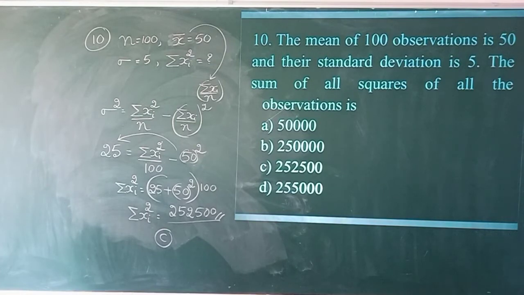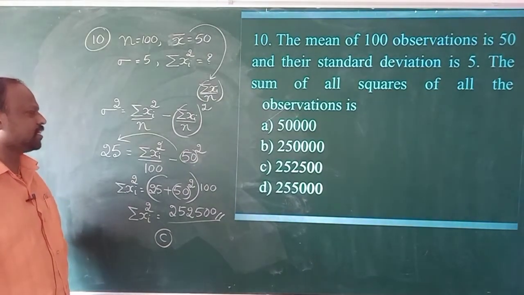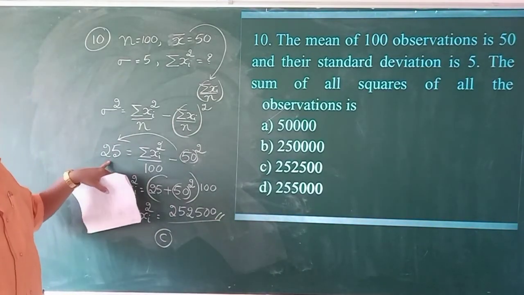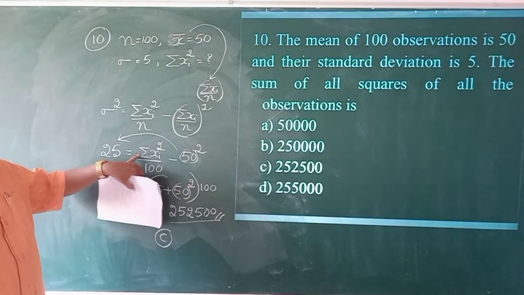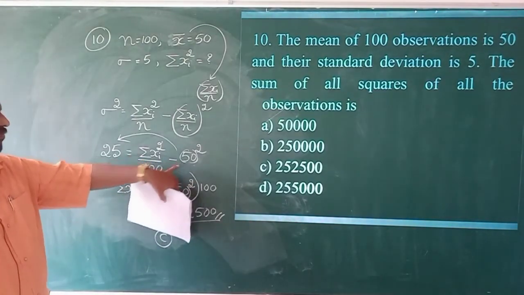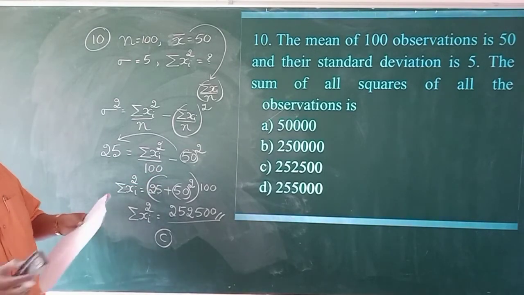I will repeat once again. The mean of 100 observations, n is equal to 100 and mean is 50. Their standard deviation is 5. Sigma square is equal to sigma xi square by n minus sigma xi by n whole square. That is 5 square, 25, sigma xi square divided by n is 100, 50 square. Shift 50 square to the left-hand side and multiply by 100. You will get 252,500. We'll move on to the next one.